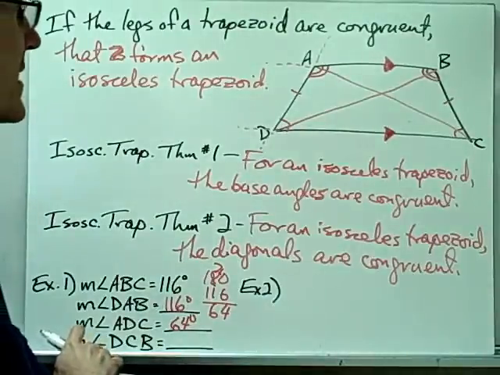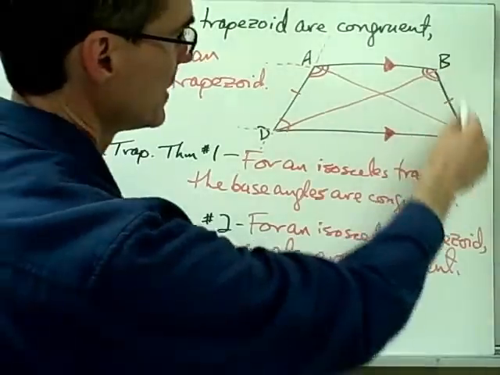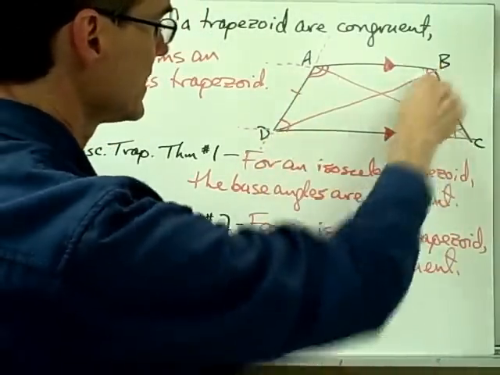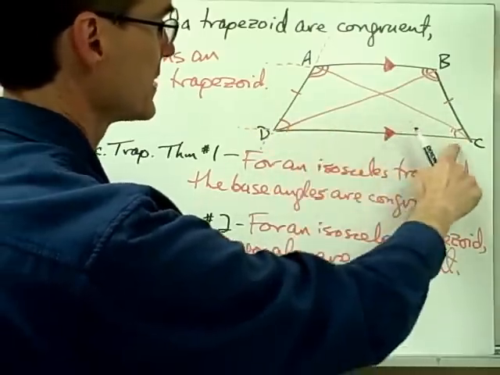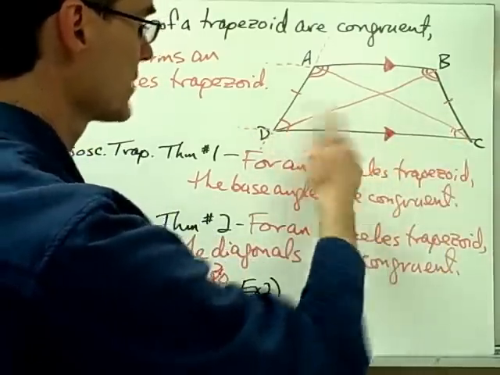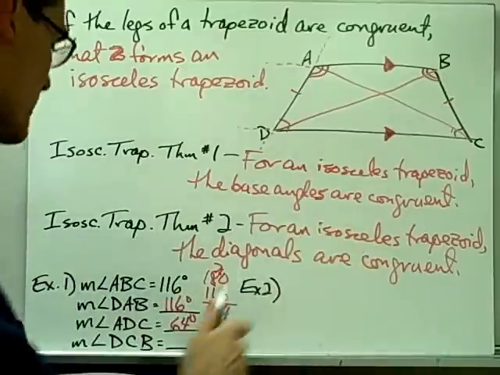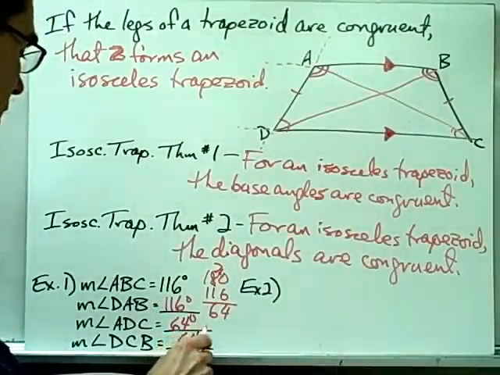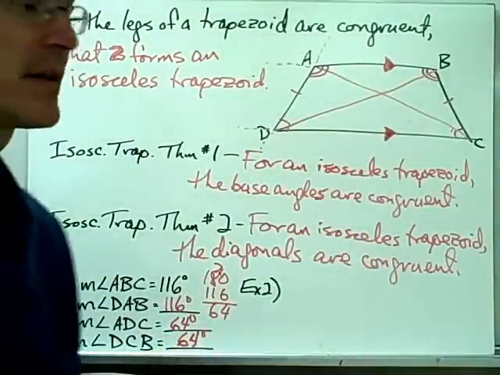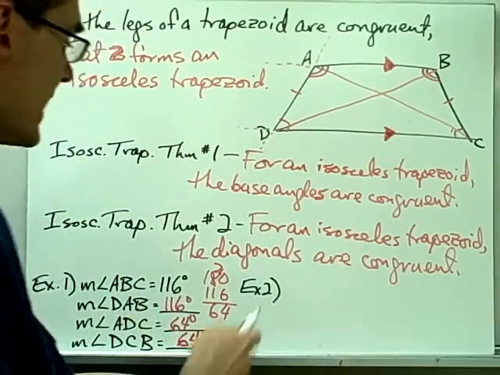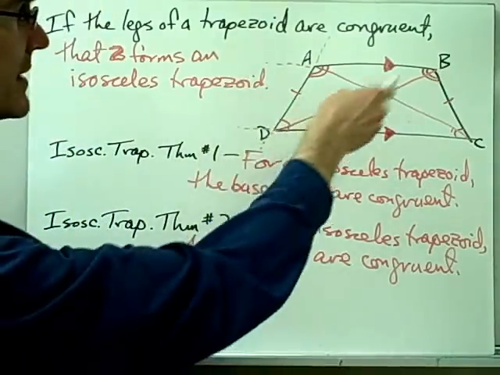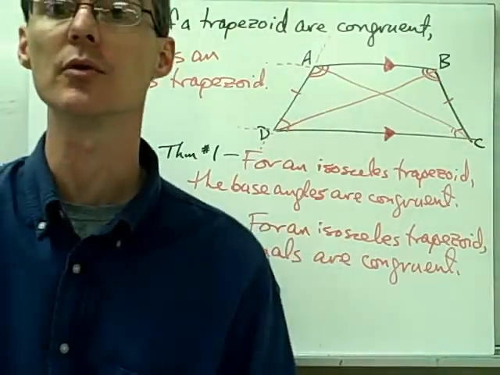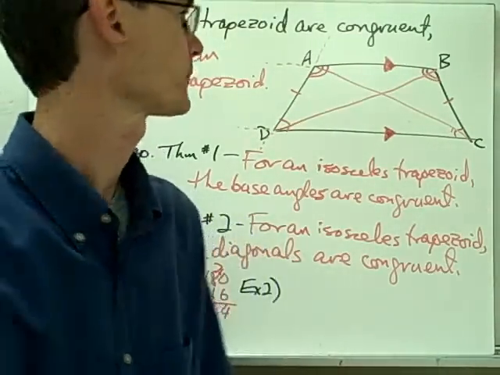The measure of angle DCB, so that's this angle here. Now this angle here, ADC and DCB, this is a pair of base angles, and for an isosceles trapezoid, since base angles are congruent, those two angles must be congruent, so angle DCB is also 64 degrees. Now example number 2 has to do with the diagonals of an isosceles trapezoid. I'm going to leave example number 2 for you to work on your own.